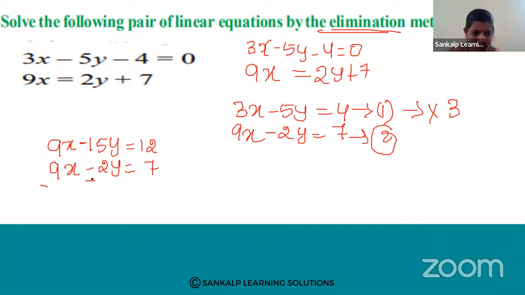So here minus, plus, minus. Next, x and x will get cancelled. Here minus 15 is there, here plus 2 is there. Therefore minus 15 plus 2, minus 13y is equal to 12 minus 7. 12 minus 7, it is 5. So y is equal to, transfer this minus 13 to this side, 5 divided by 13.